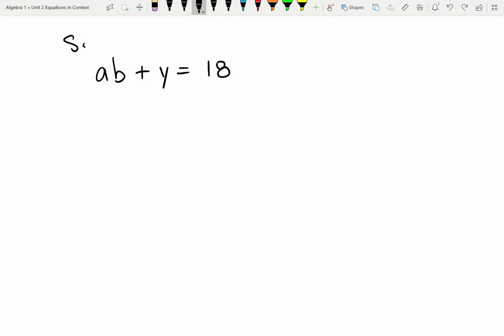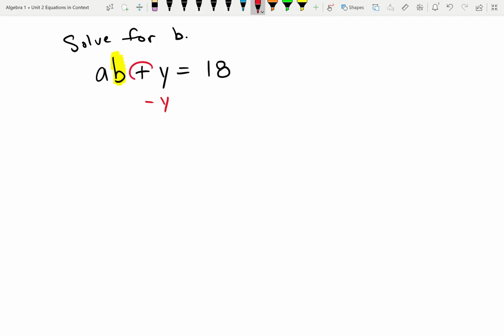And I'm going to say, let's solve for b. We're going to solve for b. In order to solve for b, let's highlight it first. So that tells me where it's at. Everything on the left side of this equation has to be canceled out so that we can get b by itself. So first, what we're going to do is subtract y.